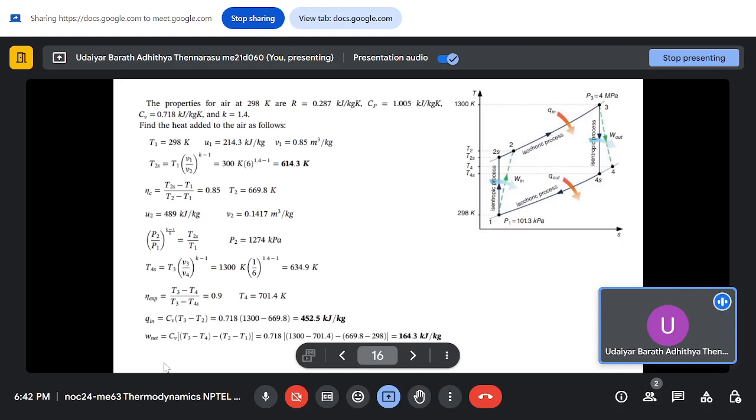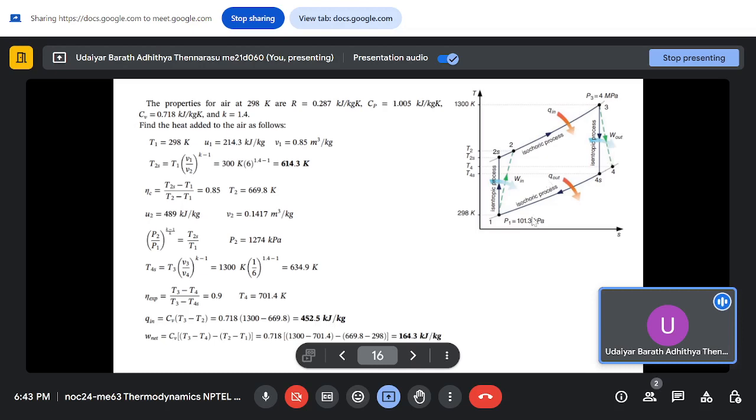Now using this you can find the heat which you are adding in. So Qin is Cv into T3 minus T2, or you can find it out from the table, and you can solve it. So here Cv is given 0.718 into T3, which is known, 1300 minus 669.8. This will come out to be 452.5 kilojoule per kg.